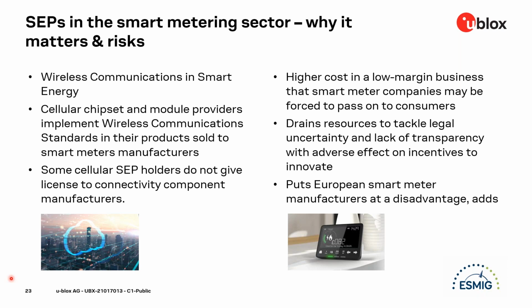Why does it matter? We have some cellular SEP holders who refuse to give licenses to module, chipset, or similar connectivity component manufacturers and providers. Over the last years, smart meter manufacturers, including ESMIG's members, have been approached by SEP holders to directly take licenses to their cellular SEPs. By choosing not to license an entire tier of the supply chain, these SEP owners are ultimately forcing downstream innovators, including the smart meter companies, to negotiate licenses for technologies that they do not directly implement.